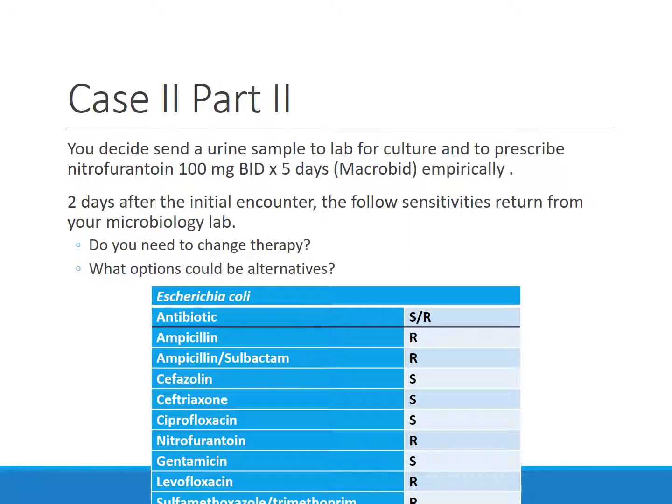So you gave Macrobid. It's definitely resistant. What are other options? Well, we've got ampicillin and sulbactam are also resistant. Levaquin and Bactrim are also resistant. And this is a pregnant patient. So what can we use in pregnancy? Well, ideally, we like to stick to the beta-lactam group. And cephalosporin is a good choice for a UTI.